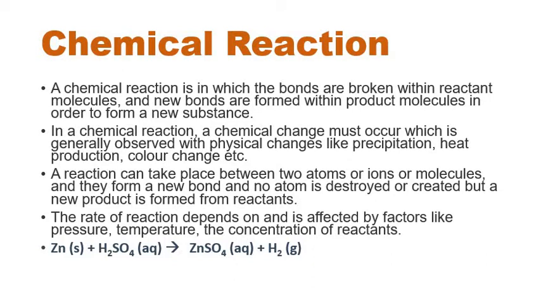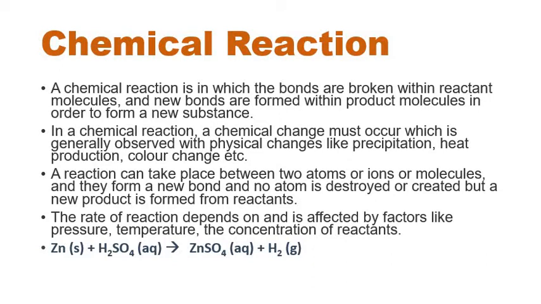Now, the definition of chemical change or chemical reaction. A chemical reaction is one in which the bonds are broken within reactant molecules and new bonds are formed within product molecules in order to form a new substance. It means a chemical reaction is where two or more substances react with each other, their bonds are broken, and because of the formation of new substances, new bonds are formed.